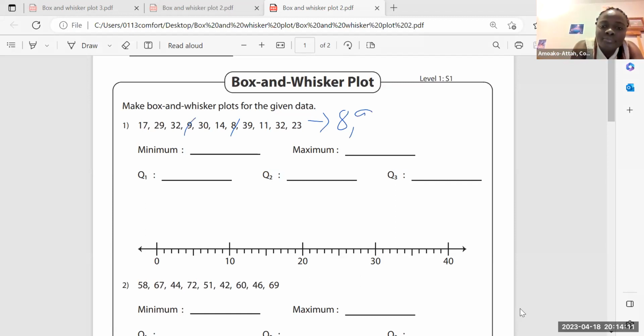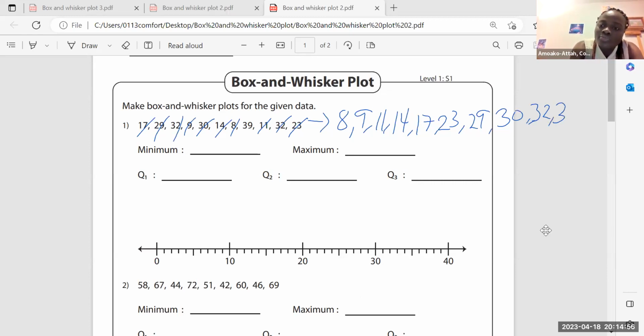So 8 followed by 9, followed by 11, followed by 14, followed by 17, followed by 23, followed by 29, followed by 30 over here, we have 32 here, another 32, we have 39. Is that all? I think we've exhausted all the numbers.